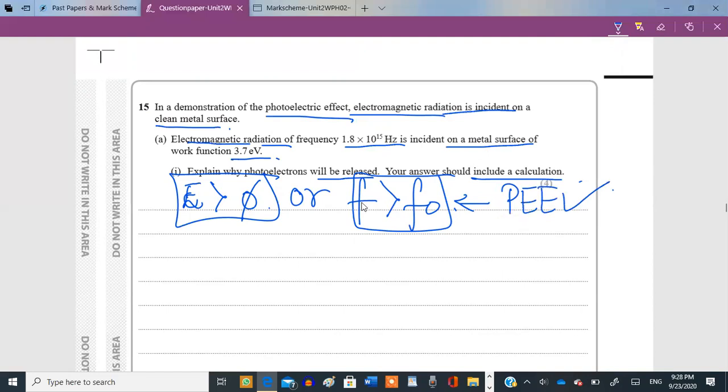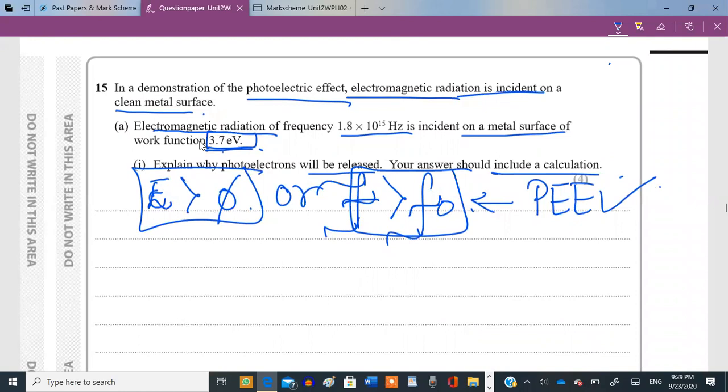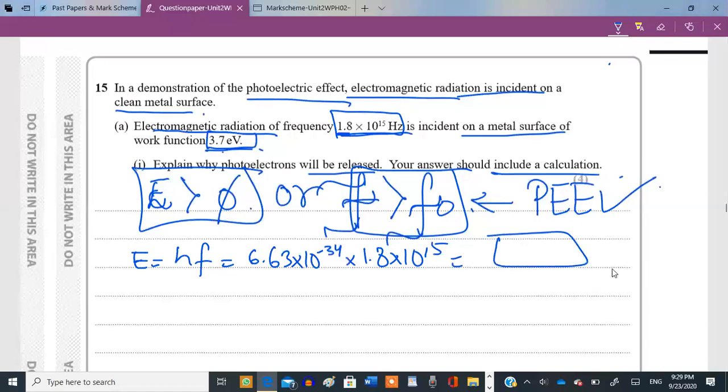So what we need to do over here is just find out the energy of the incoming photon and compare it with the work function energy. If it's greater than the work function energy, then yes, the photoelectric effect will occur. So why the photoelectrons will be released means why the photoelectric effect will be occurring. Okay, so the frequency of the electromagnetic radiation is given to you. We can convert it into energy. So energy is equal to hf. The value for h is 6.63 times 10 to the power of minus 34 multiplied by the frequency, which is 1.8 times 10 to the power of 15. This will give you the energy in joules, right?